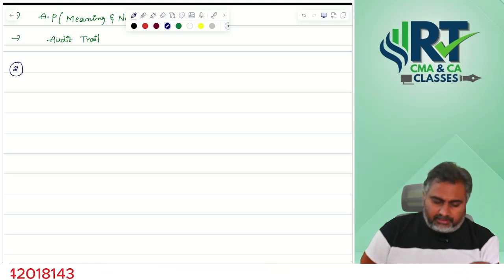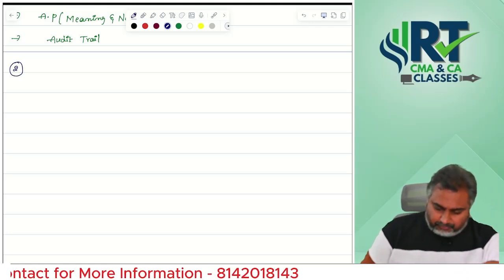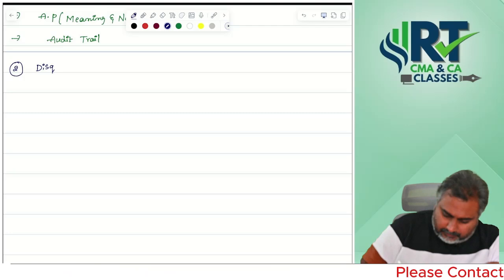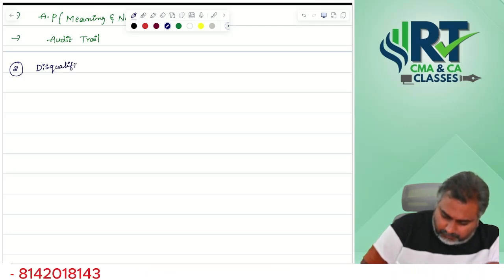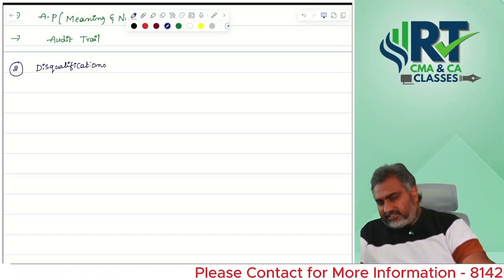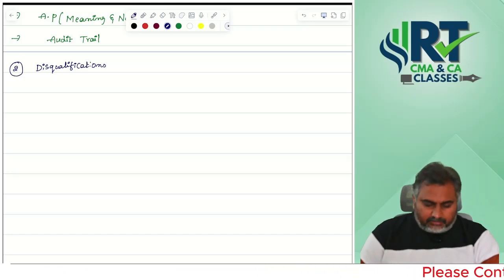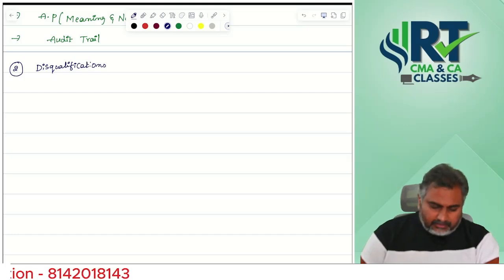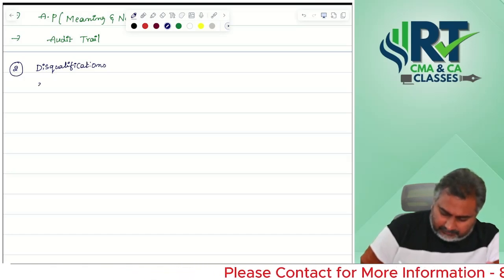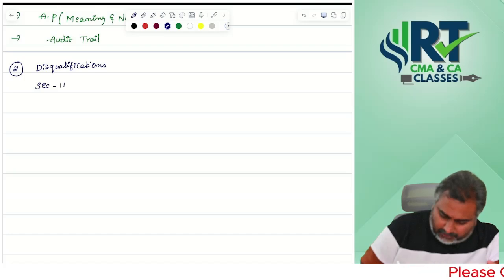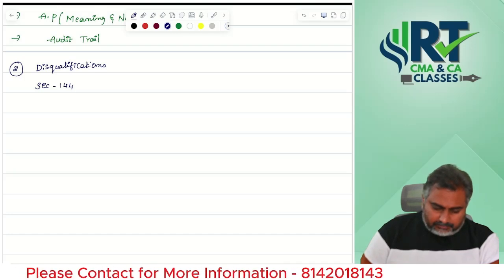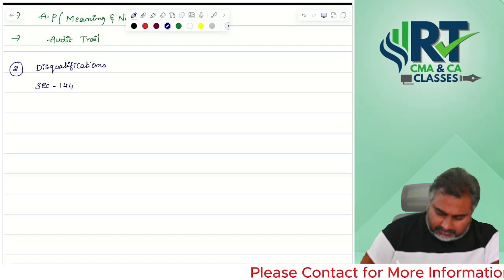Company audit is the most important concept. First focus on disqualifications. They may ask related to MCQs at this level. Next, section 144, prohibited services. Focus on that part also. And next, ceiling limits.